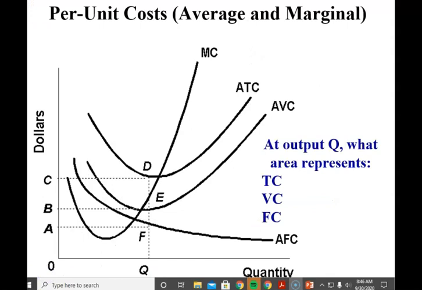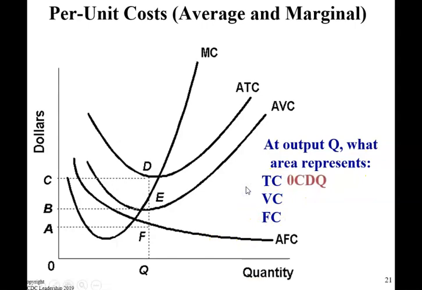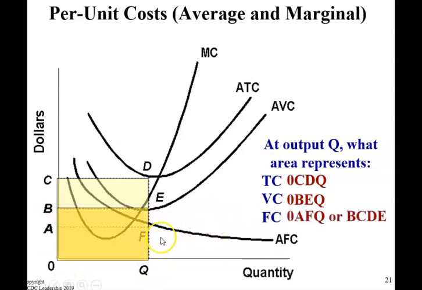At output Q, what area represents total costs, variable costs, and fixed costs? Total costs would be represented as 0 to C over to D in Q. Your variable costs would be represented by 0 to B, E, and Q. And then your fixed costs would be 0 to A to F to Q, or B, C, D, and E, the difference between average total and average variable.